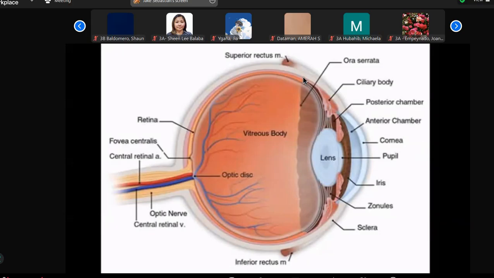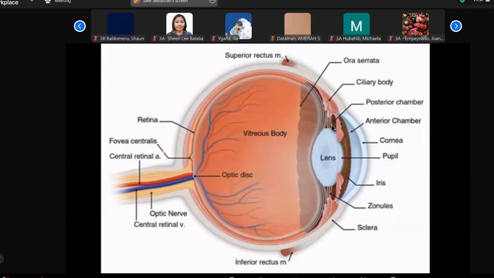But in the uvea, in the choroid, there's not much muscle. The ciliary body and the iris, they have muscle. So the iris is the one that regulates the pupil, the opening, no? The one that opens and closes are the radial muscles of the iris. The ciliary body has ciliary muscles that are attached to zonules.